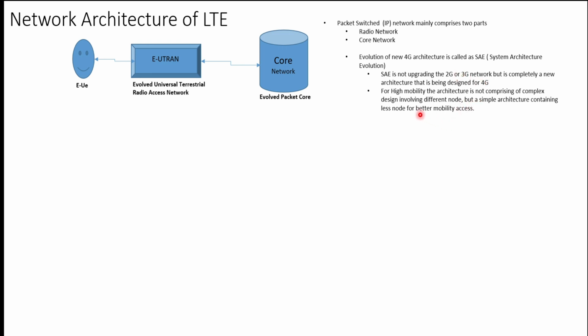Why is that required? For high mobility, the architecture should not comprise a complex design with many different nodes. Because when the architecture becomes complex, whenever data is transferred from one node to another node, there is some loss happening, and the user experience gets downgraded. So the simpler the architecture, the higher the data speed and the throughput. That is how it will be. So that is about the high level of EUTRAN and the core network.